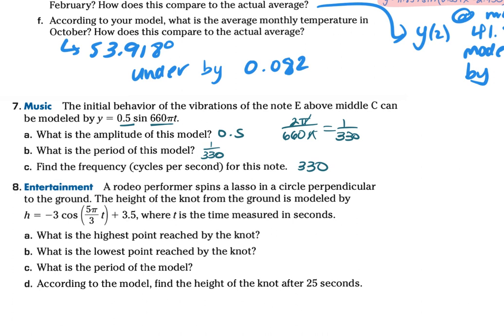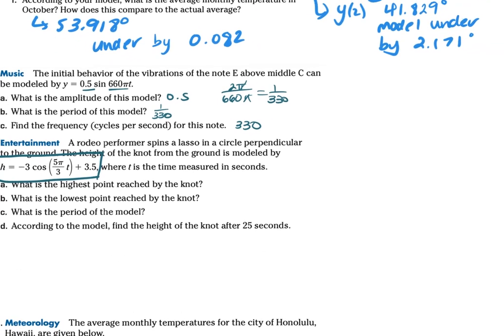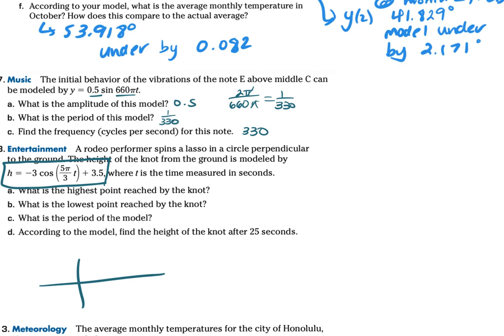For number 8, now you've got a cosine model. Again, the rodeo performs, spins the lasso, blah, blah, blah. It doesn't matter. All I need is this part of it, unless it asks you for some application of that real world stuff. What's the highest point reached? If I were to approximate what this graph looks like, if you need the visual, it's a cosine with a negative amplitude and it's shifted up 3.5. Without the positive 3.5 shift up, I would have started at -3, gone up and come back down again. But then it shifted up 3.5. So this whole thing went up 3.5, which means my model is starting at 0.5, going up and coming back down again. So what's the lowest point? 0.5. What's the highest point? My amplitude plus 3.5. So 3 plus 3.5, which is 6.5.